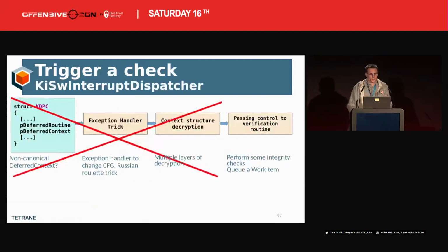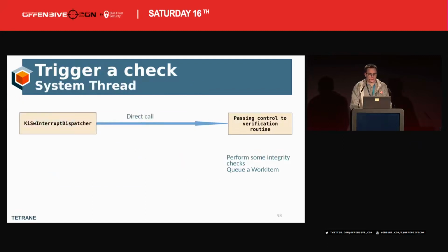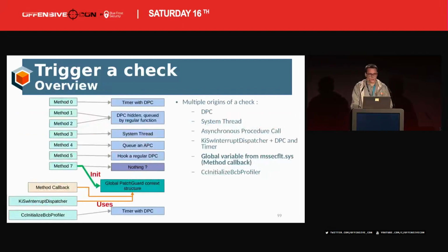For this case, it's completely different, since there is no need to decrypt the context structure since, as I said to you, this global PatchGuard context is actually in clear text in memory, so the call is quite direct, and passing control to the verification routine is possible.